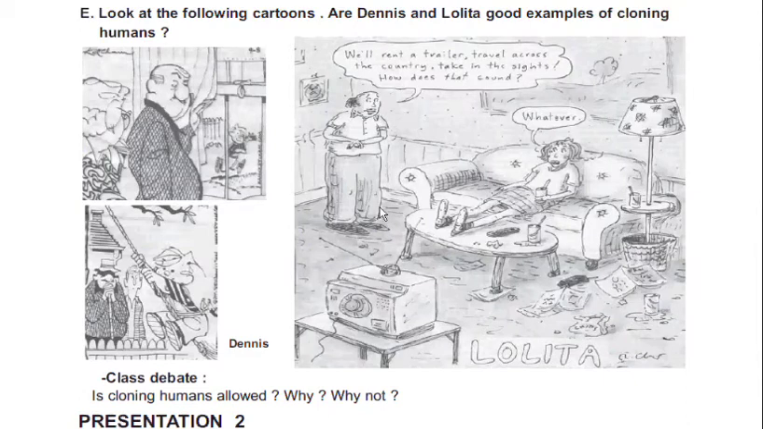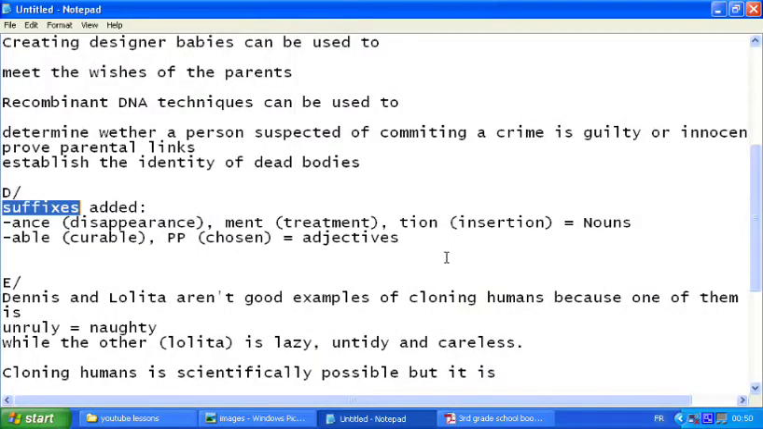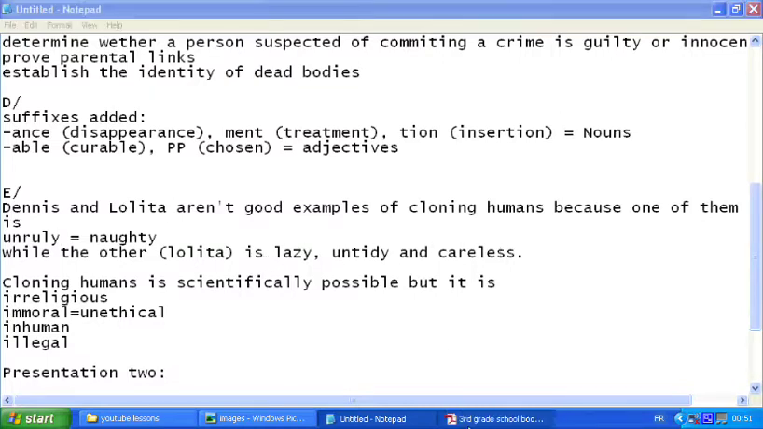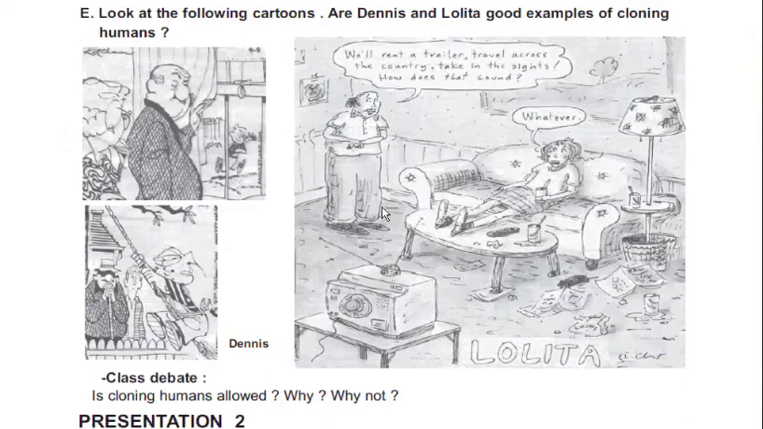So apparently, Dennis and Lolita aren't good examples of cloning humans because one of them is unruly and naughty. Here we're talking about Dennis, while the other, Lolita, is lazy, untidy, and careless. As you can see, the room is far from being tidy.